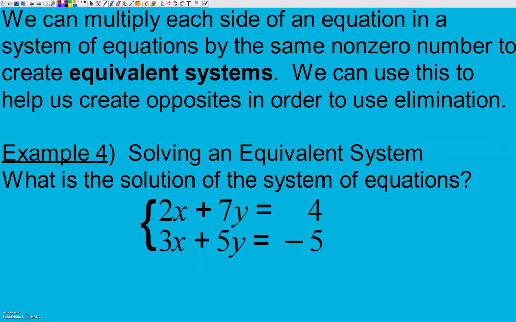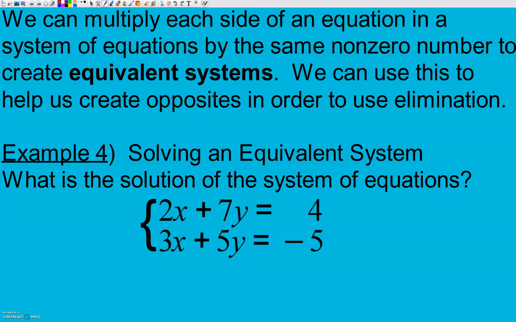Sometimes at first glance, our equations don't look like it's going to be easy to solve for a variable and use substitution or to eliminate. And so we're going to have to multiply each side of the equation in a system of equations by the same non-zero number to create equivalent systems. And we can use this to help us create opposites in order to use elimination.